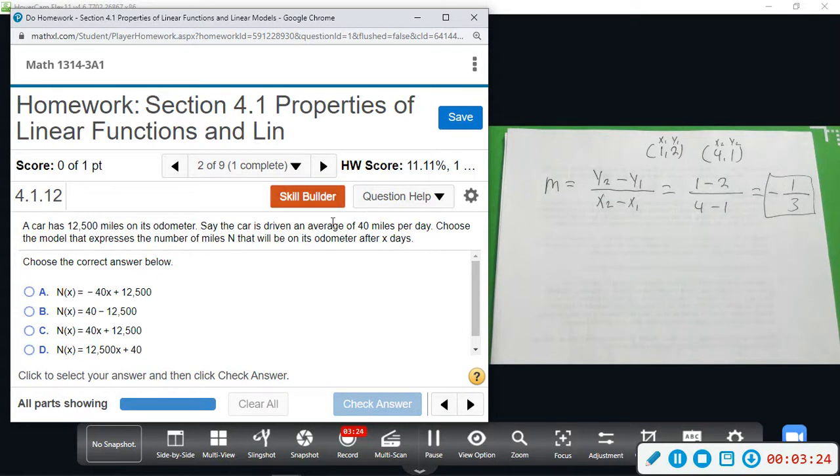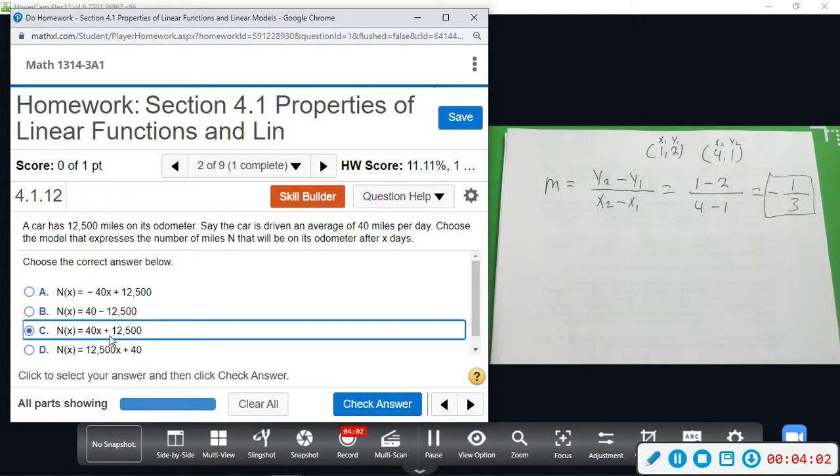Alright, so we are driving 40 miles per day. So this is your rate of change per day, 40 miles per day. Whenever you see that per, this means we're going to be multiplying times 40. What are we multiplying times 40? The day. Okay, so we're looking for 40x, because x stands for days. This one has 40x, but it has negative. And we're not taking miles off, we're adding miles to. So I need a positive 40x. This one here. And we're going to add the original miles that were on the car, the 12,500. So equation C is what we would use to find out the number of miles on the car after x days have passed.